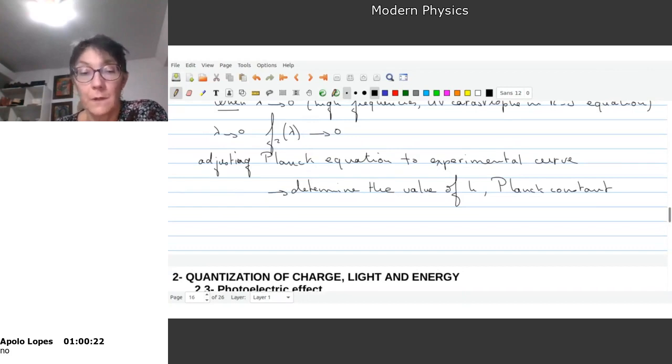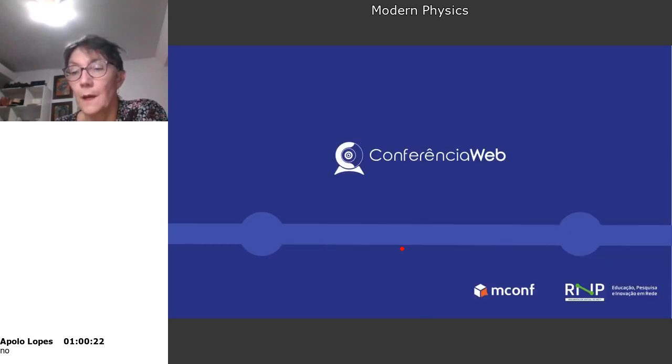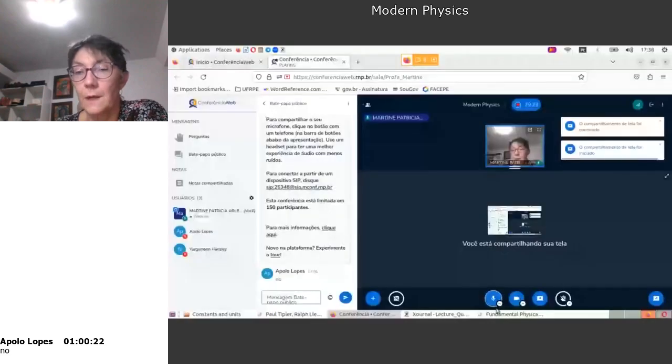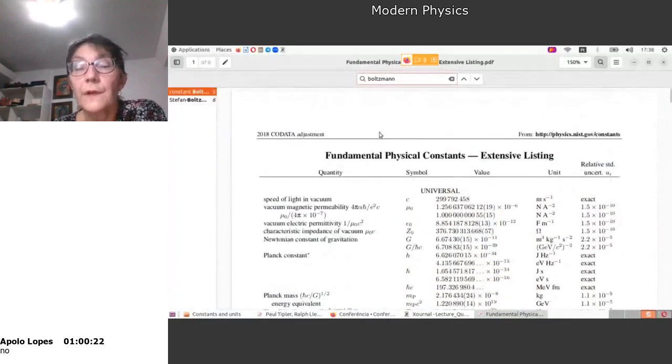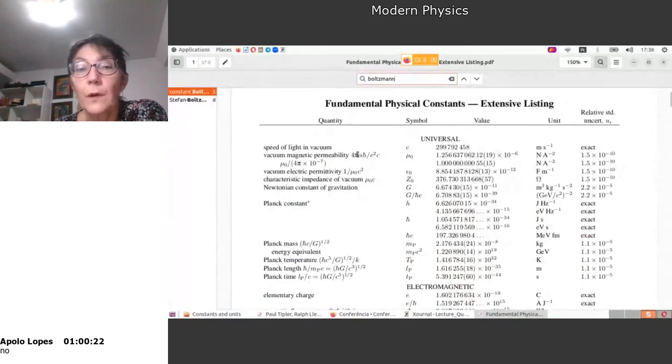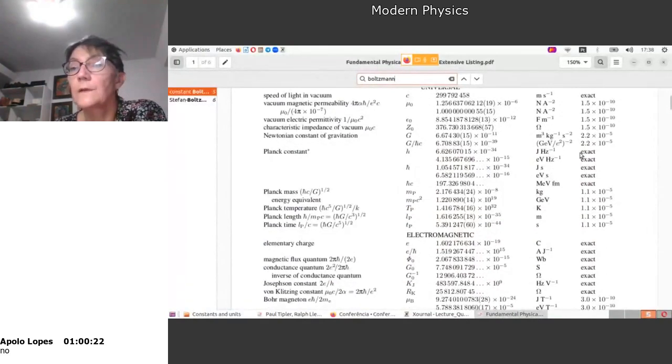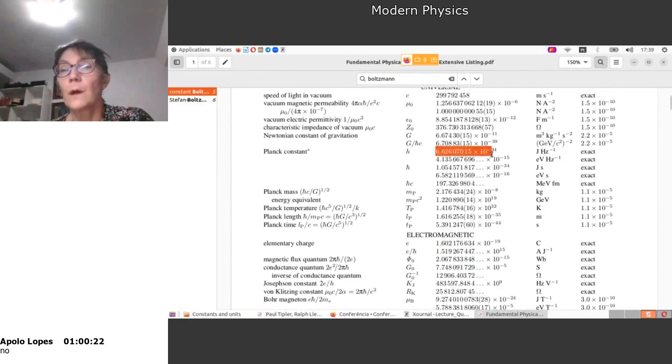So let me find... I want to show you here the screen, okay. And so this one, we have this table of constants, and the Planck constant is exact, okay. So this is really a pillar of modern physics, okay. So this is this value. I can just take the value here.